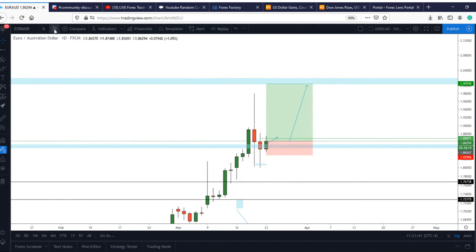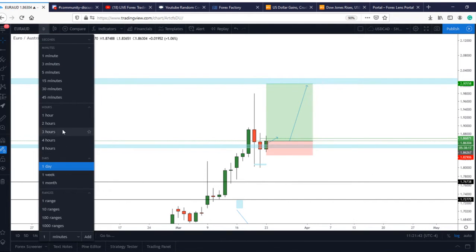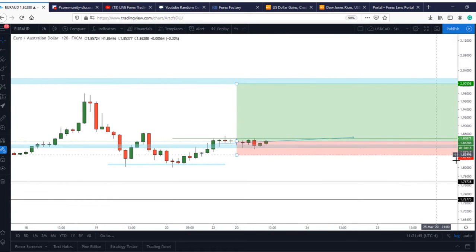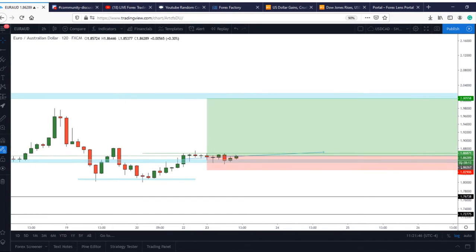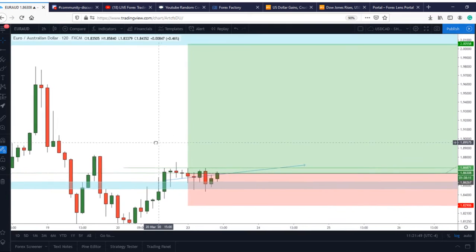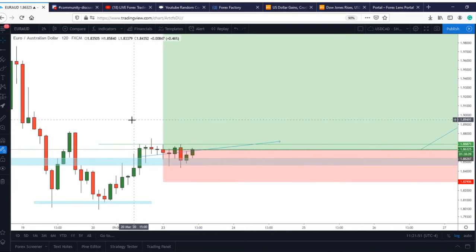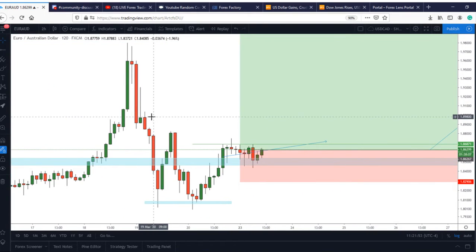I think the 2 hour might be better. Let's destroy the levels. Yeah, I think so. It's fine. Okay, so I'll spread it out as much as I can, and I'll determine the take profits right now in front of you guys. So obviously, the first take profit should be around 25 to 30 pips away.